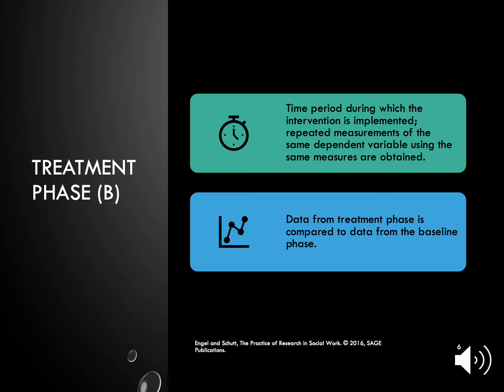Once we're in this treatment phase, then we're calling this B in contrast to the baseline phase of A. So this is the time period where the intervention is implemented and the repeated measurements on the dependent variable, in this case depressive symptoms, continue being evaluated with that same frequency. And then we're using that treatment phase data to compare that to the baseline phase, again, comparing to theoretically what would have happened without this intervention.